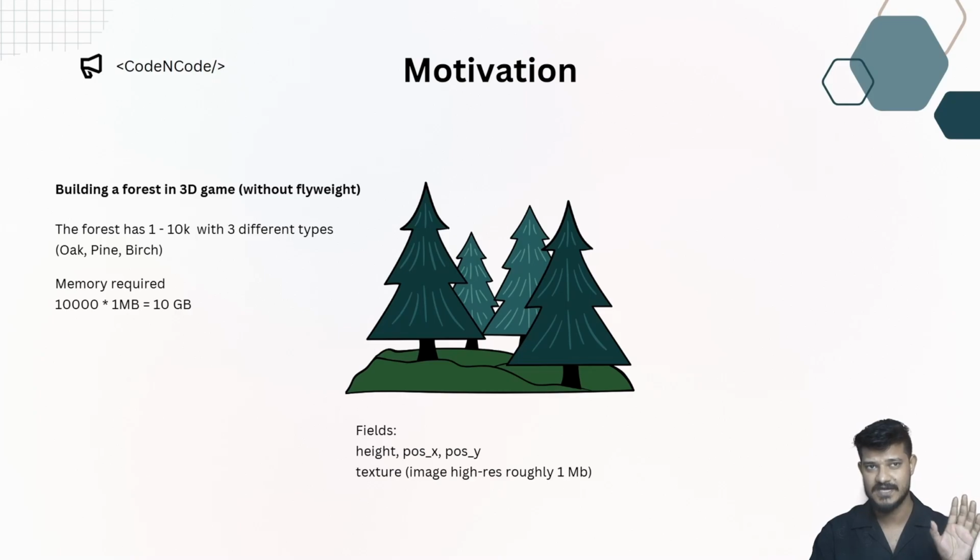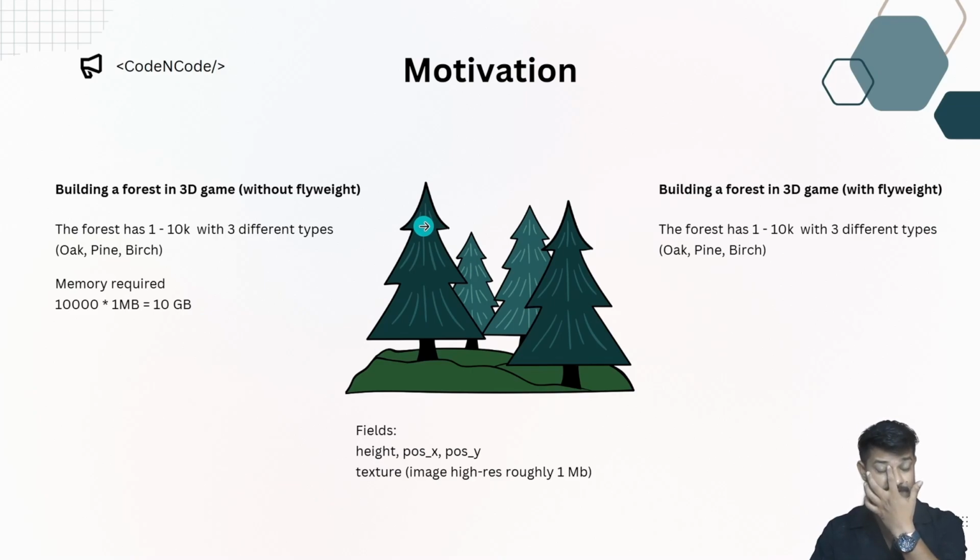There are other things that the memory needs to consider, that the memory needs to be free to have, like the logic of the game and things like that. But the model itself is taking 10 GB of space without the flyweight pattern. So we want to save space. How can we do that? You can do the same using the flyweight pattern.